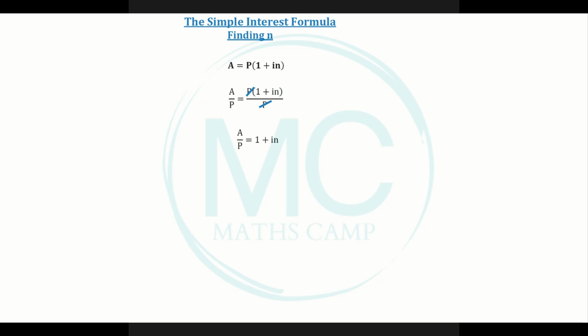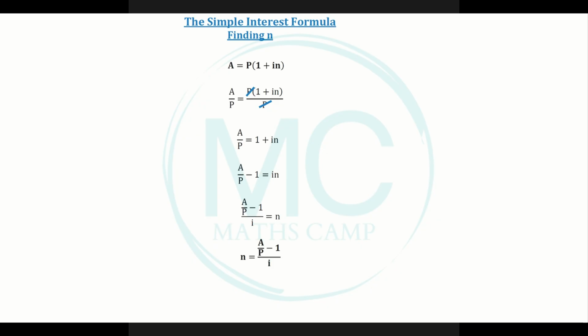Next, let's move the 1 to the left-hand side, and we have A over P minus 1 is equal to in. Finally, to get n by itself, we can divide both sides by I. We get A over P minus 1 all over I is equal to n. N is now the subject of this formula. Let's move it to the left-hand side.